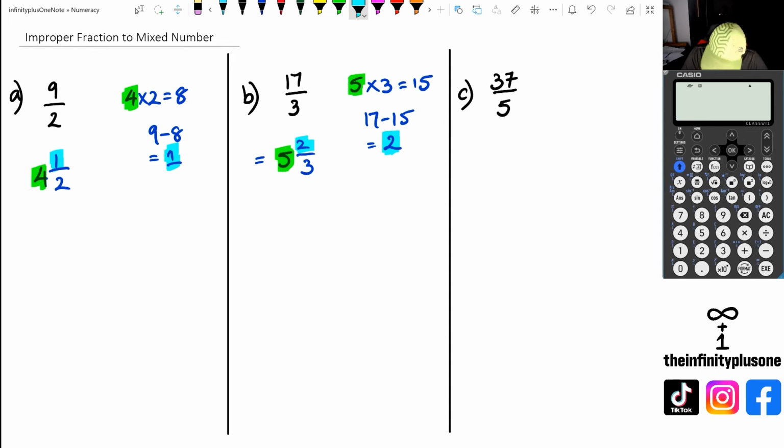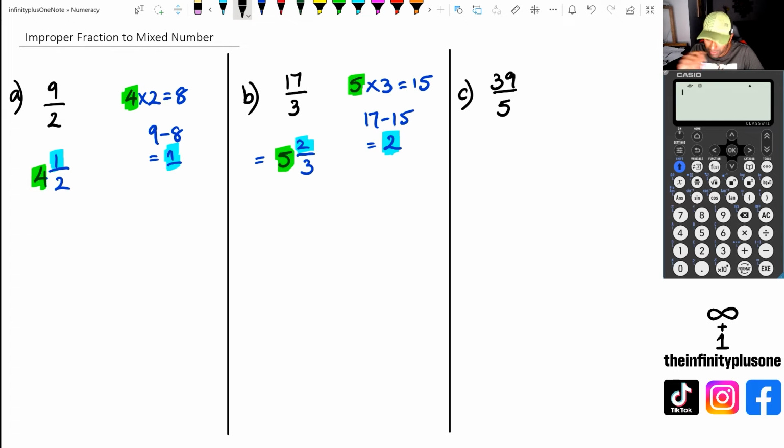The last one here, I know I wrote this as 37 over 5, but let's try 39 over 5, just to show you folks a different set of things. Maybe have a go at this question at the moment. I'll give you a couple of seconds, maybe pause the video, try it out, and then I'll go through the answer.